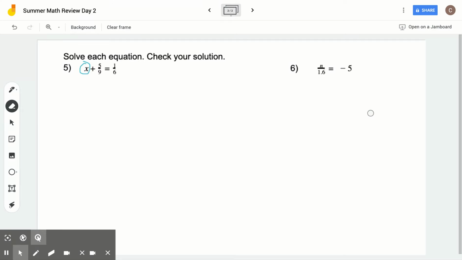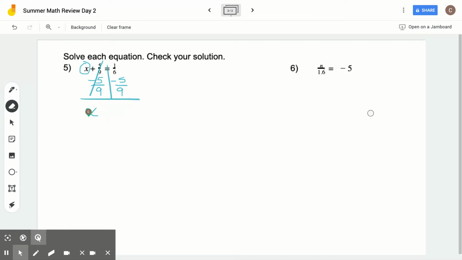In order to do that, we use what's called inverse operations to isolate the variable, get the variable by itself. So what that means is I'm going to take a look at what's happening to the variable, which currently 5/9 is being added to it. So the inverse of adding 5/9 would be to subtract 5/9. Notice I'm subtracting 5/9 from both sides of the equal sign because I need to keep my equation balanced.